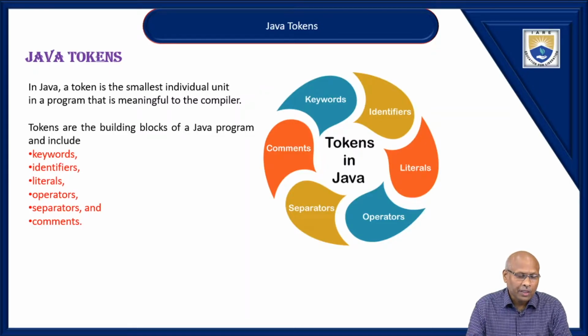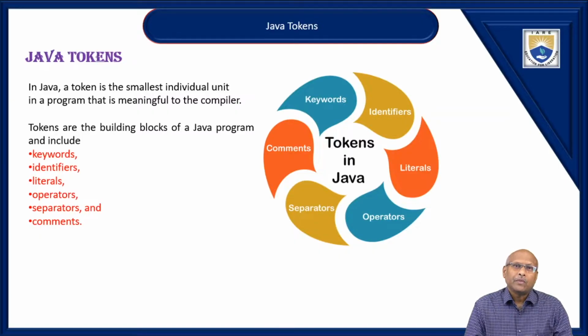In definition, you can say a token is the smallest individual unit through which you can develop a program. Every token has some meaningful information for the compiler, because when the system is compiling, it will check what type of tokens you are using, and every token has a special meaning. The token may be a keyword, an identifier, a literal, an operator, a separator, or a comment. These are the different types of tokens you may use in a program.